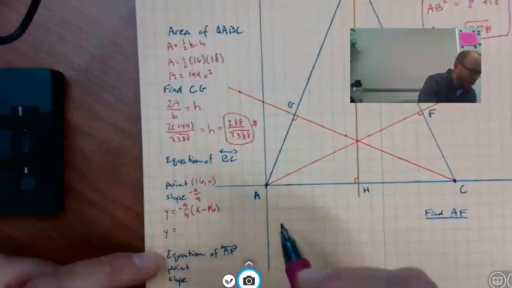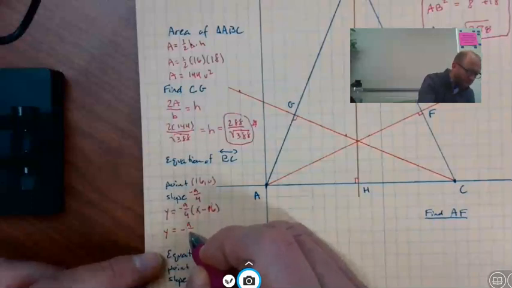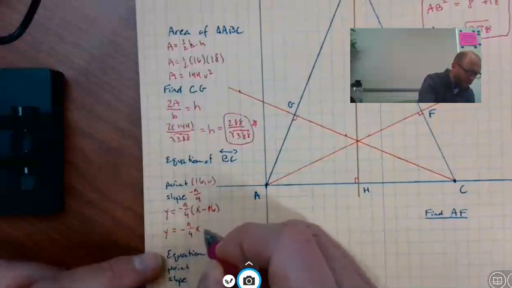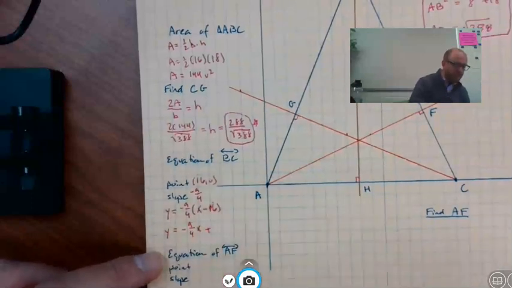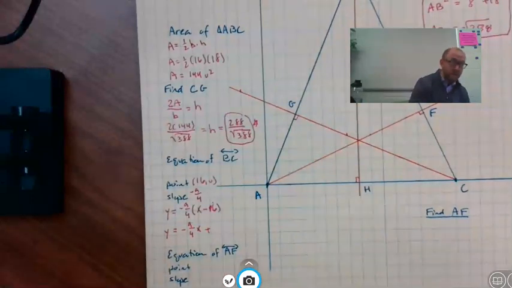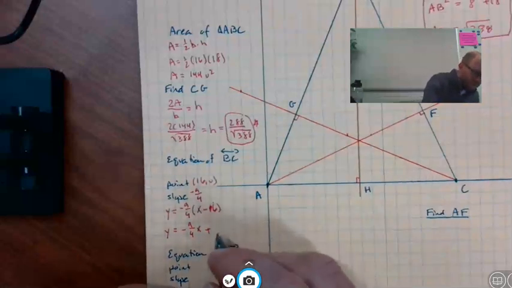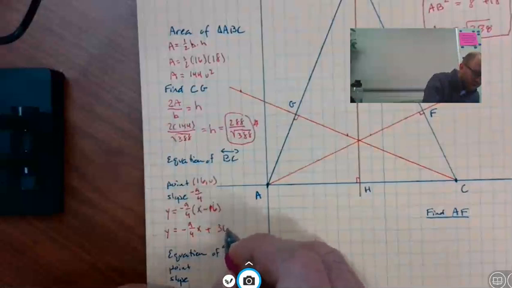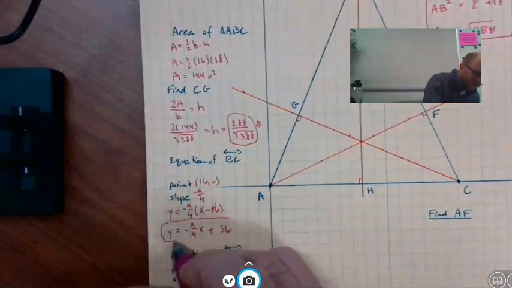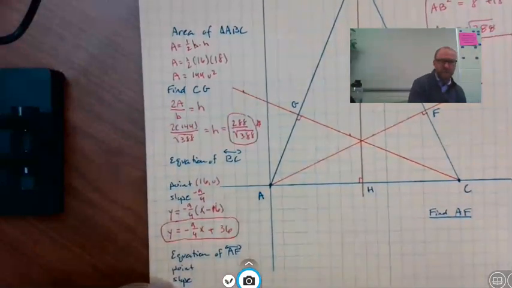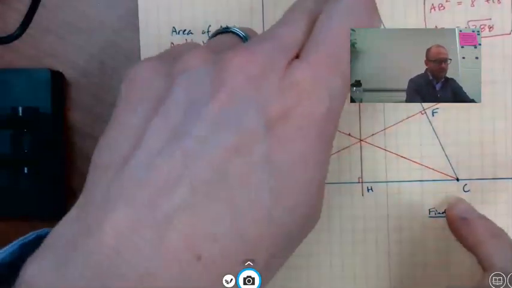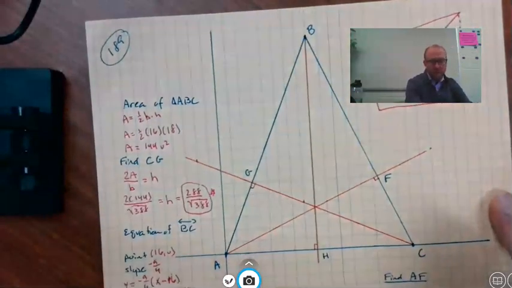So y equals negative 9/4 x plus 16 times 9, 36, plus 36. We'll use our distributive property. So there's our equation for BC using point-slope form.